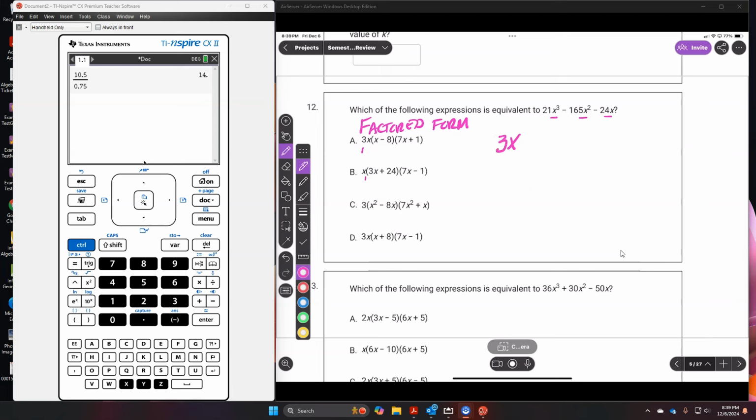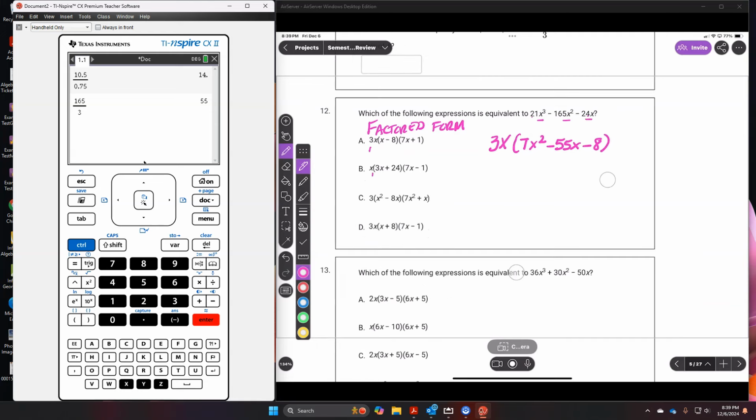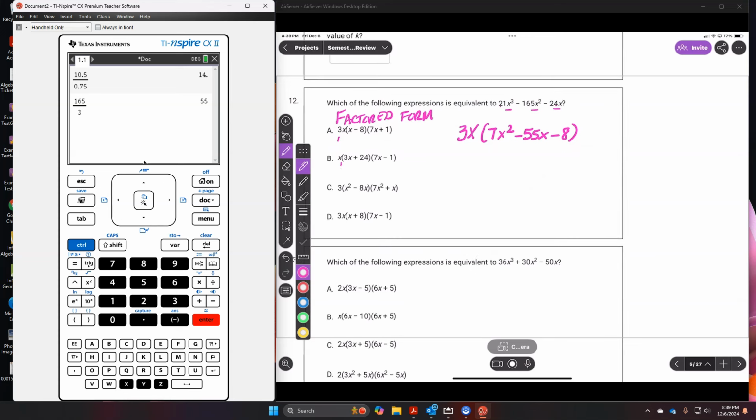So what do you multiply 3x by to get 21x cubed? Well, 3 times what gives you 21? It's 7. And then it's going to be 7x squared. Now, if you have to use your calculator, you can. We have 165 divided by 3, which gives you 55. So you have minus 55x, and then minus 24 divided by 3. 24 divided by 3 is 8. And we did factor an x, so that's 8. So now we're going to go ahead and factor 7x squared minus 55x minus 8.